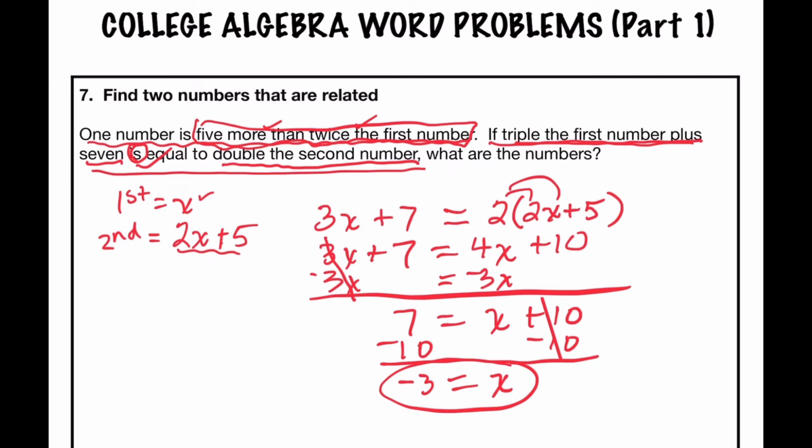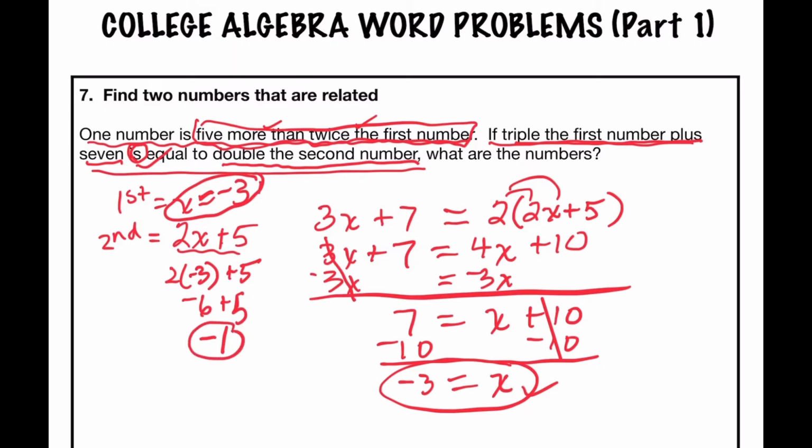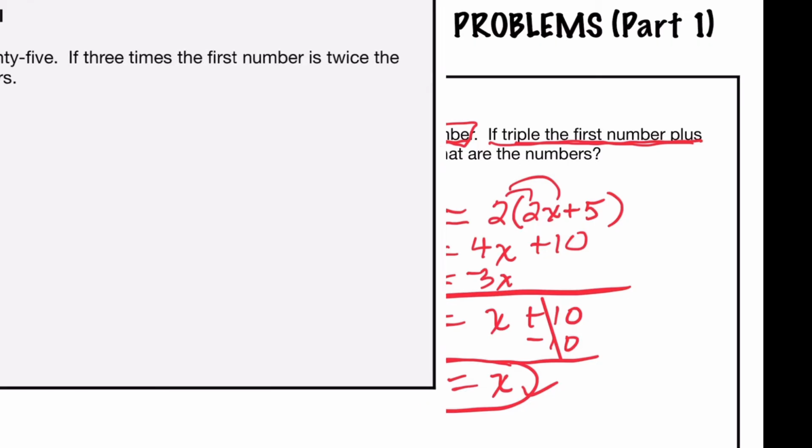Now I can find my numbers. The first number is x, and x itself is negative 3. So I know the first number is negative 3. For the second number, I'll substitute negative 3 for x. 2 times negative 3 plus 5. 2 times negative 3 is negative 6 plus 5, which is negative 1. So my first number is negative 3, and my second number is negative 1.